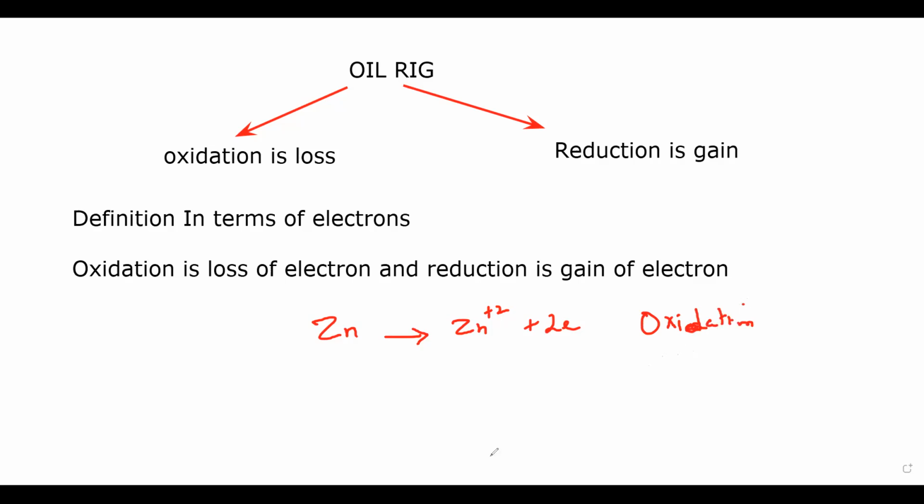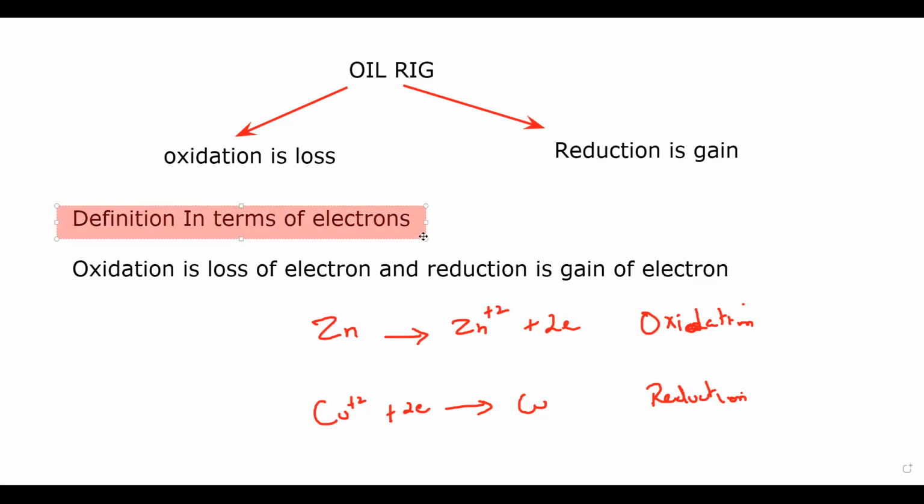Whereas the concept of reduction is a gain of electrons. Like for example, if there is a copper ion, it gains electrons and turns into a copper atom. So as it gains electrons, what do we call this change? We call this change reduction. So oxidation is a loss. The first definition, there are three ways we can define oxidation or reduction. The first definition is in terms of electrons: oxidation is loss of electrons, reduction is gain of electrons.